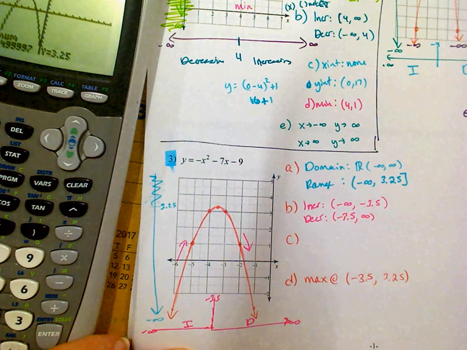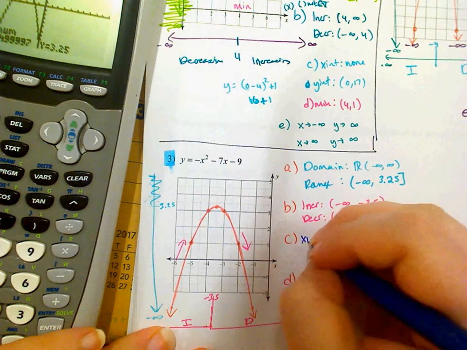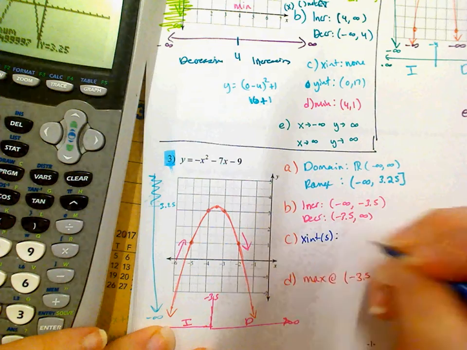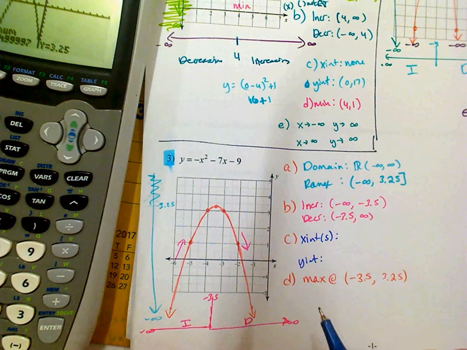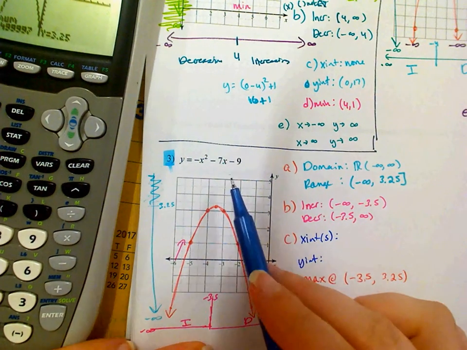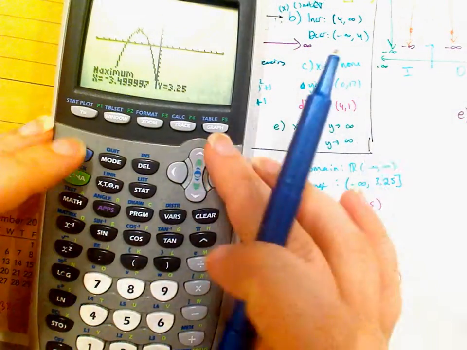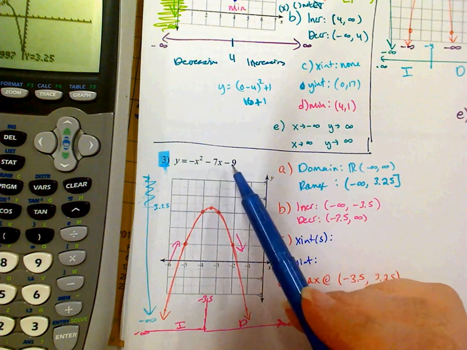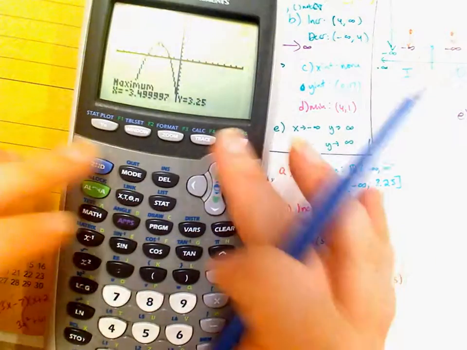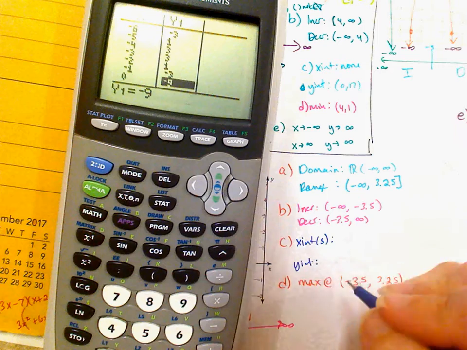Okay, C asks for x-intercepts and y-intercepts. So x-intercepts, I know I have 2, and then y-intercept. So the y-intercept on these is actually really easy because it's in standard form, it's just negative 9. But if I'm unsure, because when x is 0, that's 0, that's 0, it's just minus 9. But I can always go to the table and see that at 0, the y value is negative 9. So the y-intercept is negative 9. But the x-intercepts I'm going to have to find.